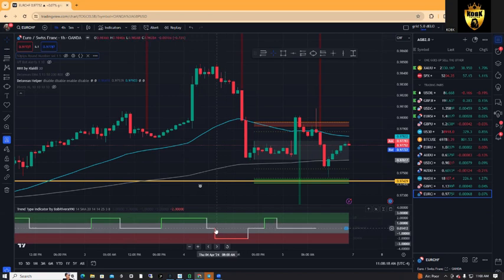Now, if you're in the gray and it turns red, that is your sign to get ready. But me personally, if I'm being aggressive, I'll take that. But most of the time, I'm waiting until it's actually in the red so I can catch the big wave.